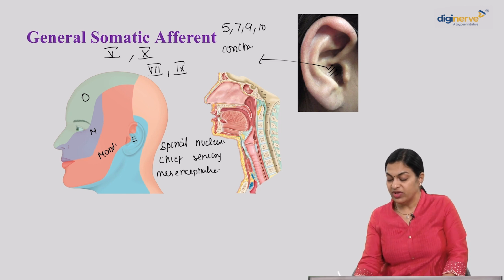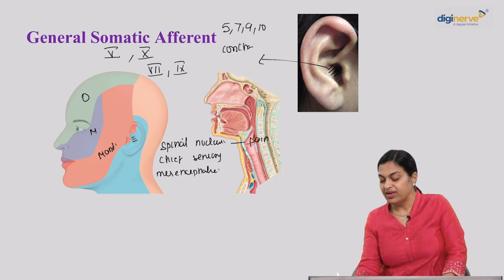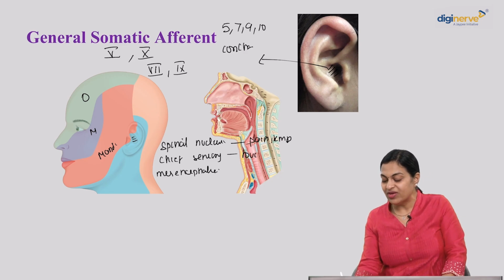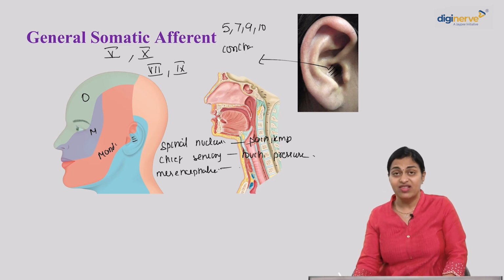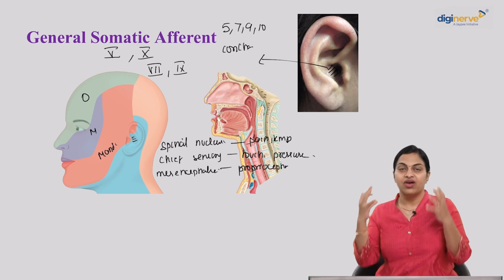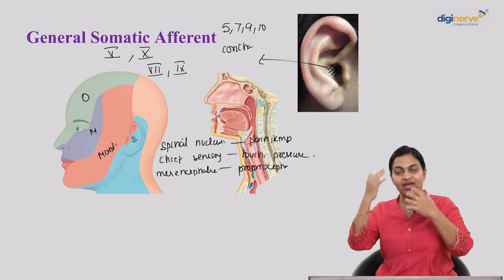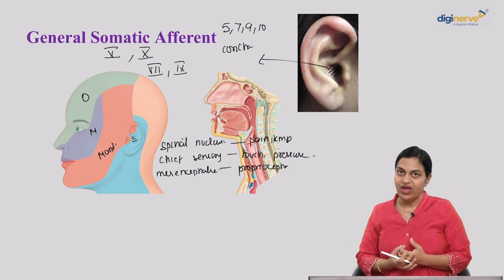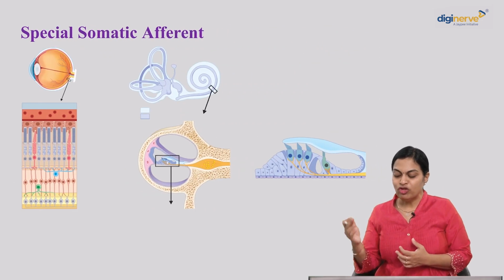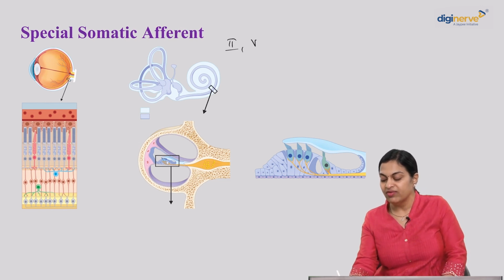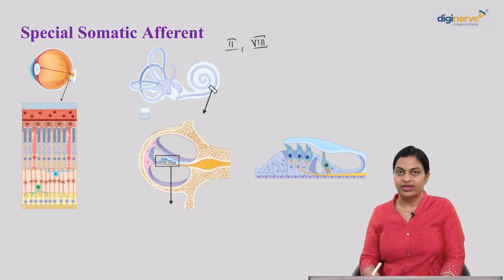The spinal nucleus receives pain and temperature from the face. The chief sensory nucleus receives touch and pressure from the face. The mesencephalic nucleus, proprioception from the mandible, temporomandibular joint and from the extraocular muscles. Special somatic afferent related to vision and hearing, the optic nerve and the vestibulocochlear nerve.